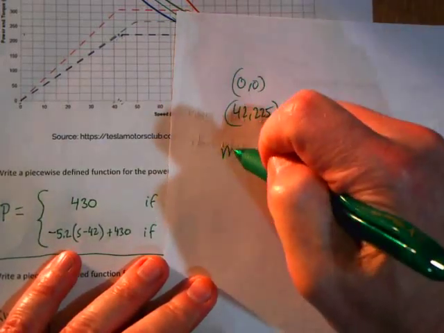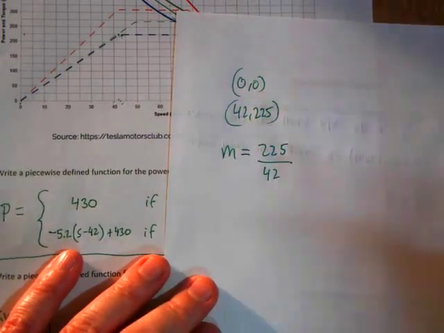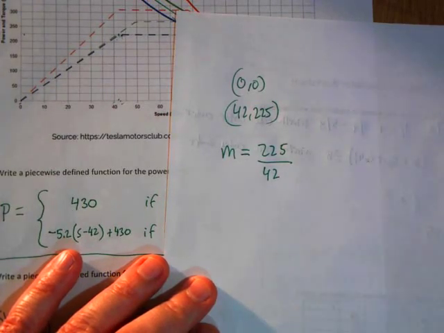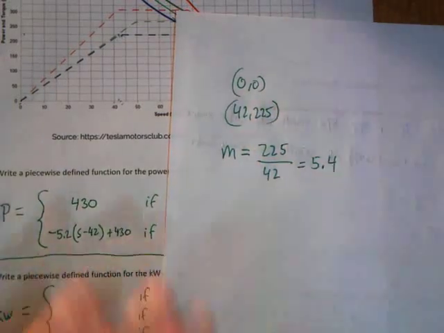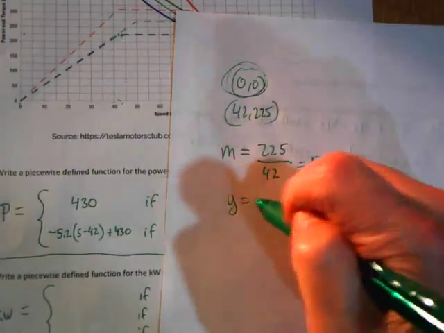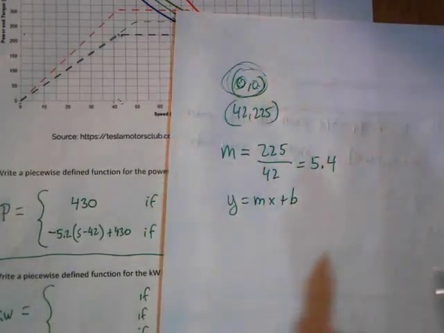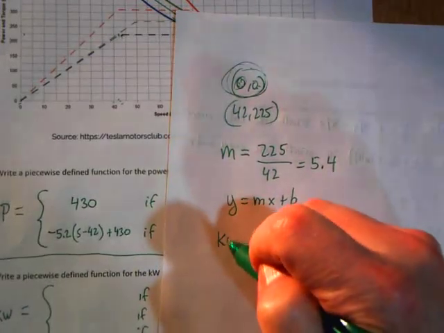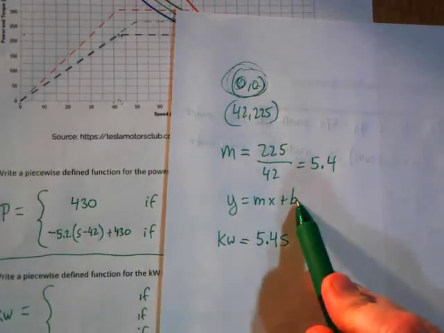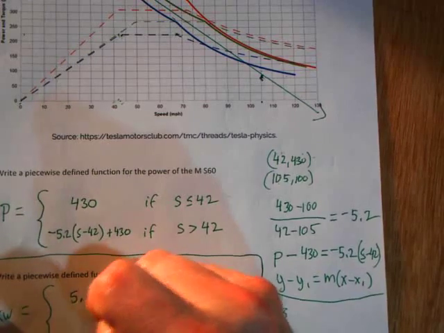Alright, I find my slope. Slope is 225 minus 0 over 42 minus 0. 225 over 42, 5.4. And then this is very handy. This tells us our b is 0. So for this one, I would go ahead and use y equals mx plus b, because I know the b number, because I have a 0 right there. So I'm going to have kilowatts is 5.4 s plus 0. Alright, so there's my first equation. 5.4 s.